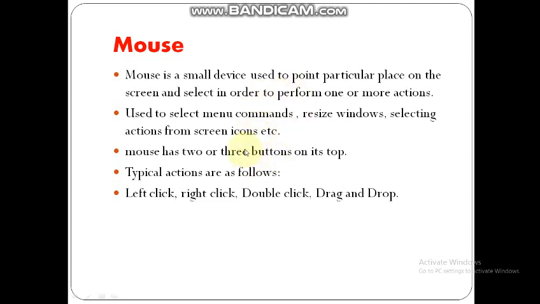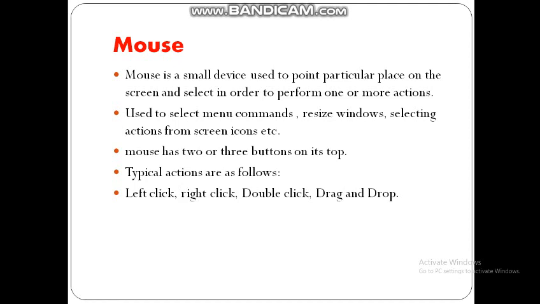Here are some functions of the mouse. You can resize a window, you can open a menu. A mouse has 2 or 3 buttons on its top. Typical actions are as follows. Generally we click with the left button. Right click, the left button is used to select an item.